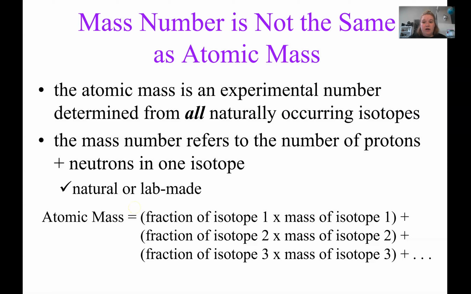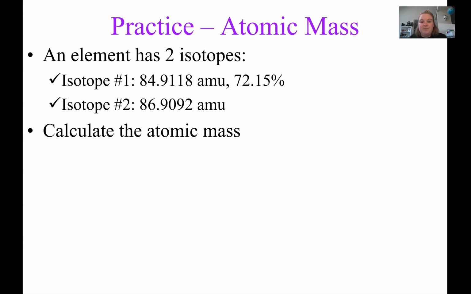And we have a formula on our screen here. The atomic mass is equal to the fraction of isotope 1 times the mass of isotope 1, and then so on. And we have the little dots down there because it's telling us that this would continue on for however many isotopes there are. So I'm going to show you how to use this one time, and then again we'll practice it in Zoom as well. So here's our practice question.